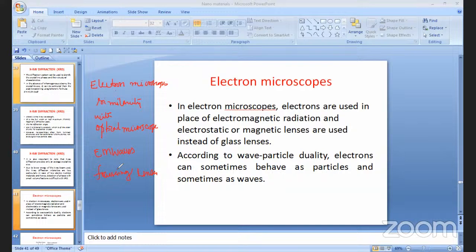Now, coming to the electron microscope, we won't use electromagnetic waves. Instead of that, we are using electrons here.